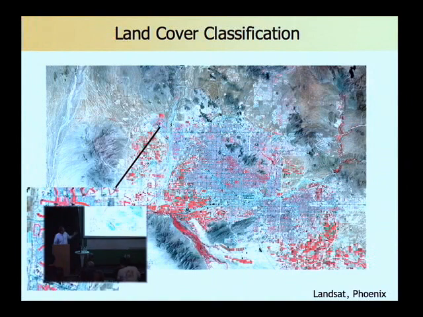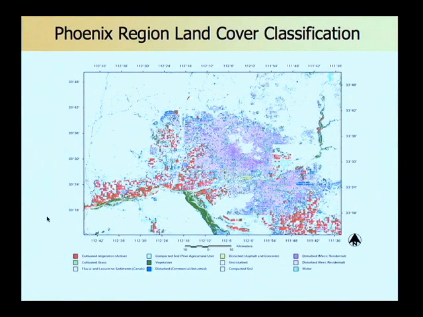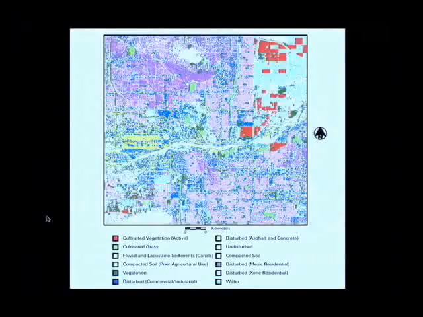One of the things you can do, in addition to make pretty images, you can actually look at the spectral signature. You have all this information. You can take that spectral information and try to classify the scene. So for example, this is a Landsat image of Phoenix. Then this is taking that spectral information and classifying the scene. I'm going to zoom in on, this is the airport.